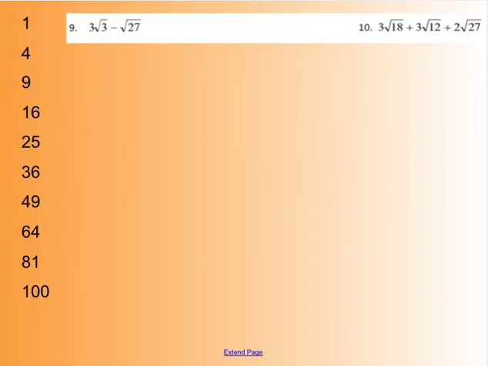Taking a look at number 9. Now I can't add these together right now because they don't have the same radical. So 3 cannot be simplified down anymore. So what I'm going to try and do is break down 27 to see if I can get something that I can multiply with, or add or subtract with that 3. So I'm asking myself, what goes into 27? That's going to be 3 and 9. And then 9 is going to break down to 3 and 3.